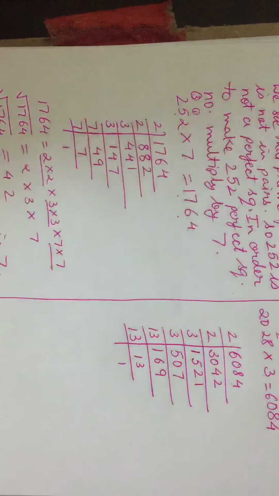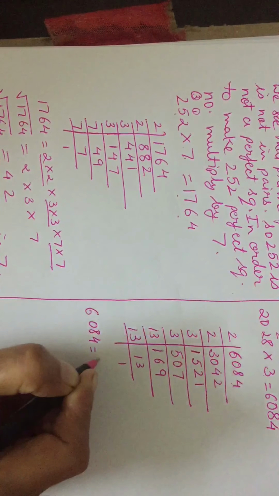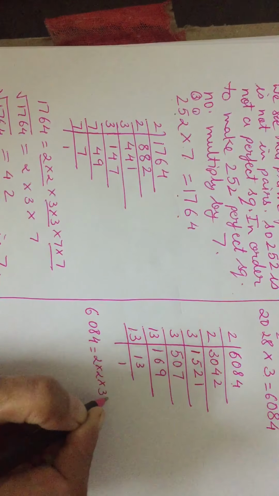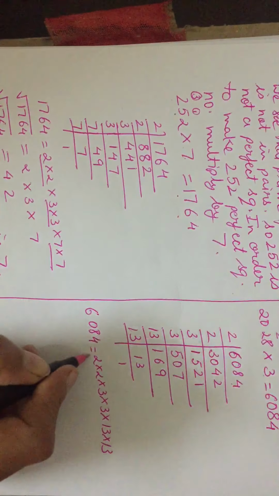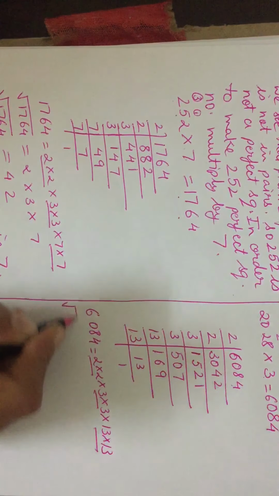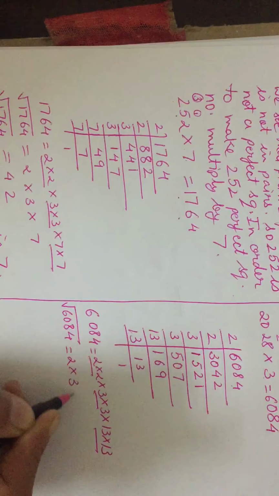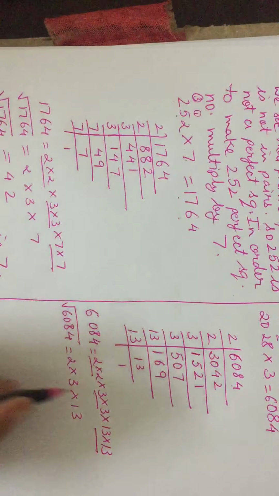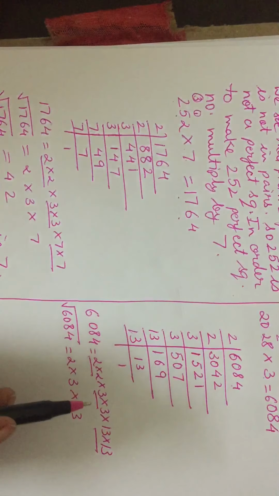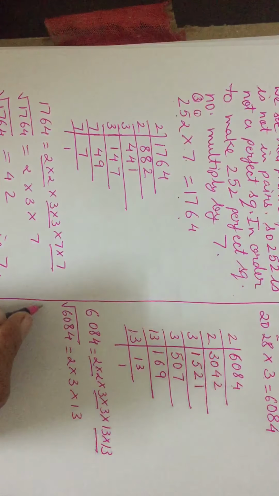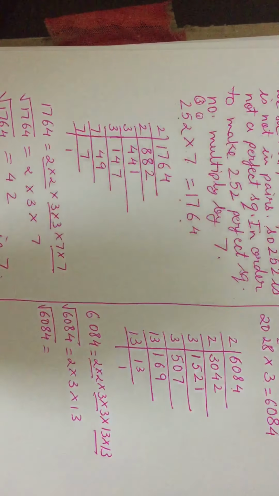So it will be like this. So what are the factors of 6084? 2 multiplied by 2 multiplied by 3 multiplied by 3 multiplied by 13 multiplied by 13. Make the pairs. So the square root of 6084 will be 2 multiplied by 3 multiplied by 13. From each and every pair you are going to take only one number. Try to multiply orally. Is that clear?